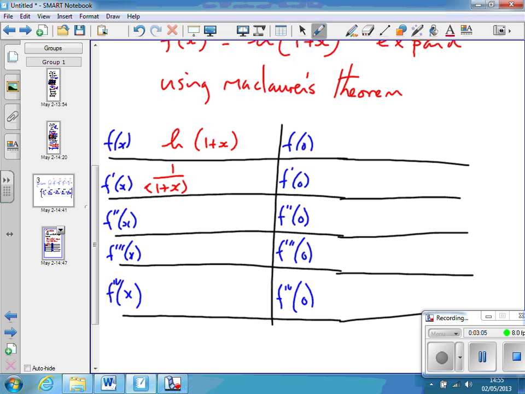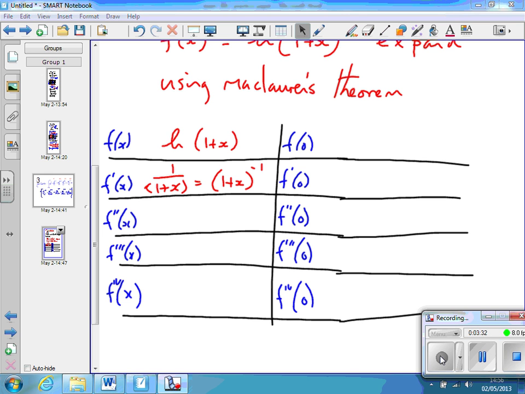It's 1 over whatever is inside this bracket, multiplied by the differential of that. And in this case, that's just 1. So that's the answer, which, using the laws of indices, and that's the way we really need to write it, is 1 plus x to the minus 1.